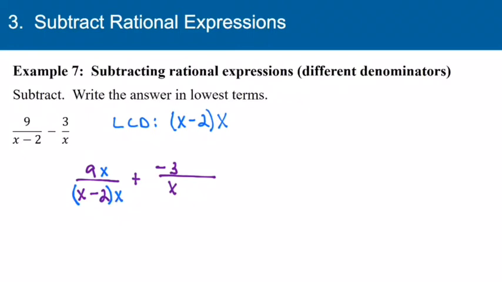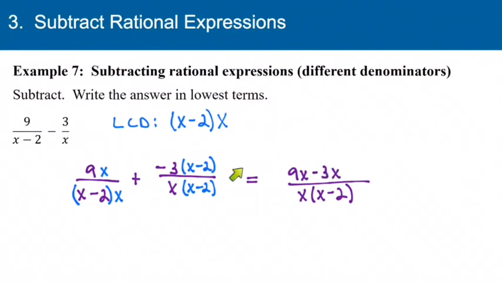And on the second fraction, we have an x in the denominator. We need an x minus 2. So we'll multiply top and bottom by x minus 2. Okay, now when we combine everything over one common denominator, we'll have in the top 9x plus negative 3x plus positive 6, because negative 3 times x makes negative 3x, and negative 3 times negative 2 makes positive 6.